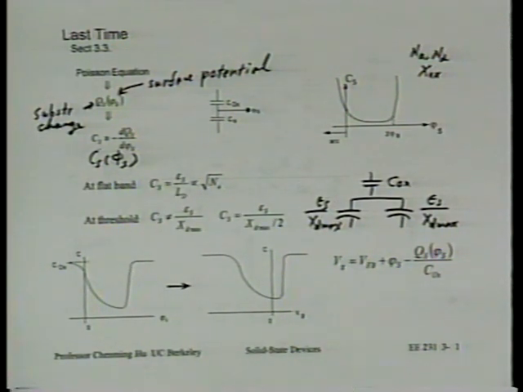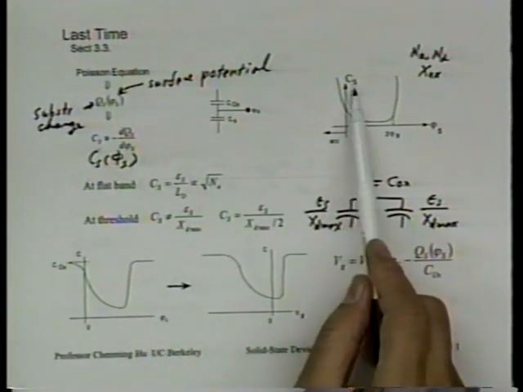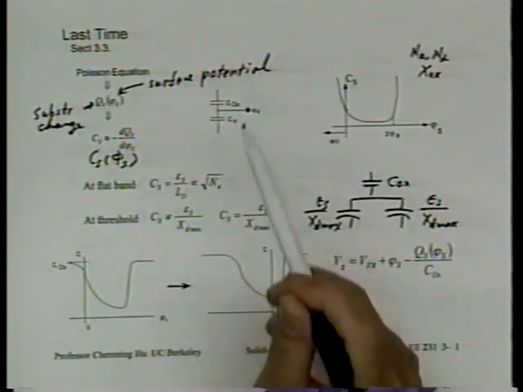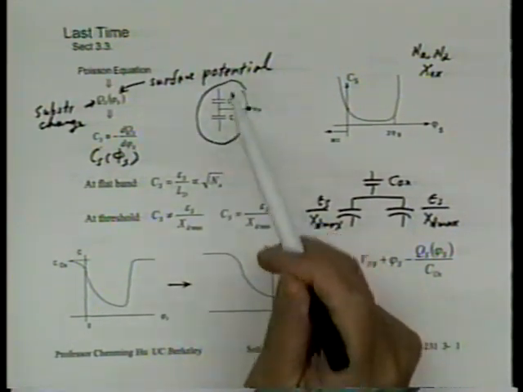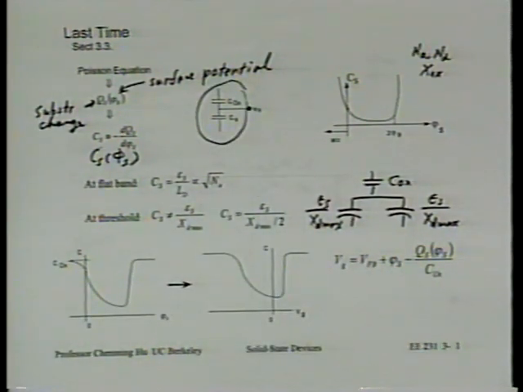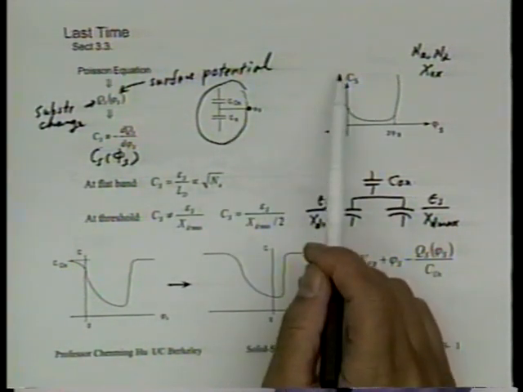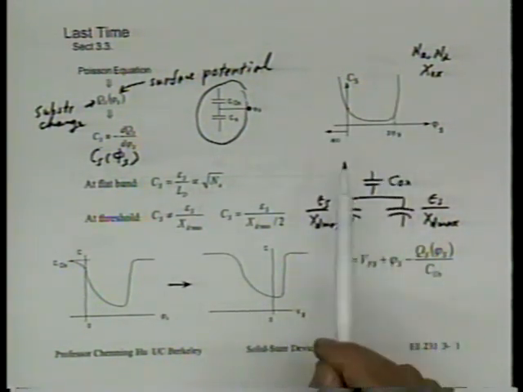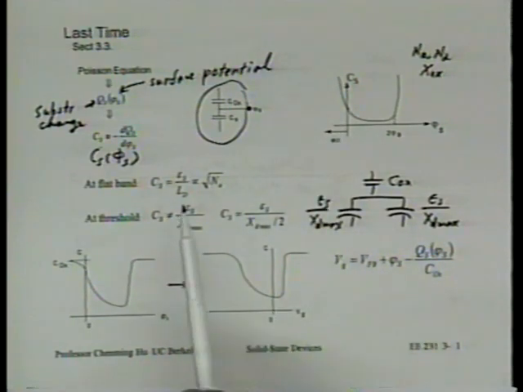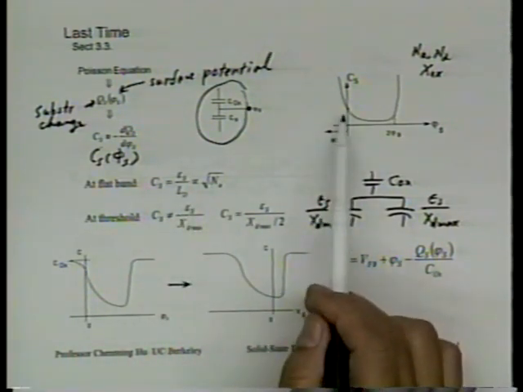Okay, if not, let's just do a few simple steps. Two steps. One is we change the vertical axis from CS to C. C is this total capacitance, the two capacitors in series: CS put in series with Cox. So if you put CS in series with a constant capacitance called Cox, how would that total capacitance look like?